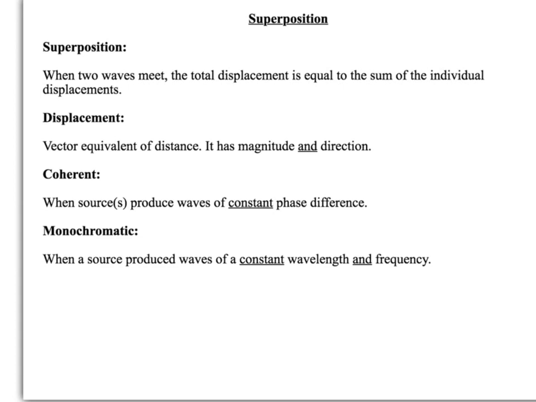Next thing you need to know is what a coherent source of waves is. So it's a source that produces waves of constant phase difference. So the phase difference between two sets of waves is fixed, it's not changing, and that's something that's going to be important. And then there's monochromatic, which is when a source produces waves of constant wavelength and frequency. So for instance, lasers are monochromatic, and they're very highly monochromatic, so they give you a very accurate constant wavelength of light, which is very useful, as you'll see later on when we start to look at some of the slit experiments. Okay, moving on.